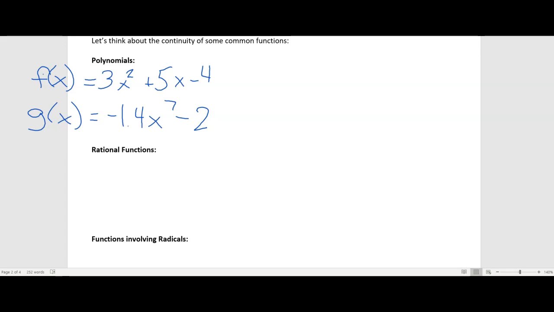So if you wanted to graph these and look at their continuity, you would see that they're continuous everywhere. And that is a characteristic of the entire class of polynomial functions. They are continuous everywhere.